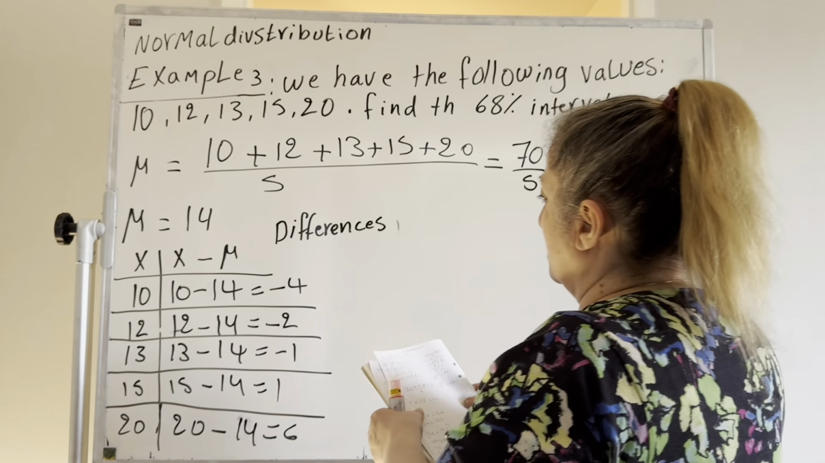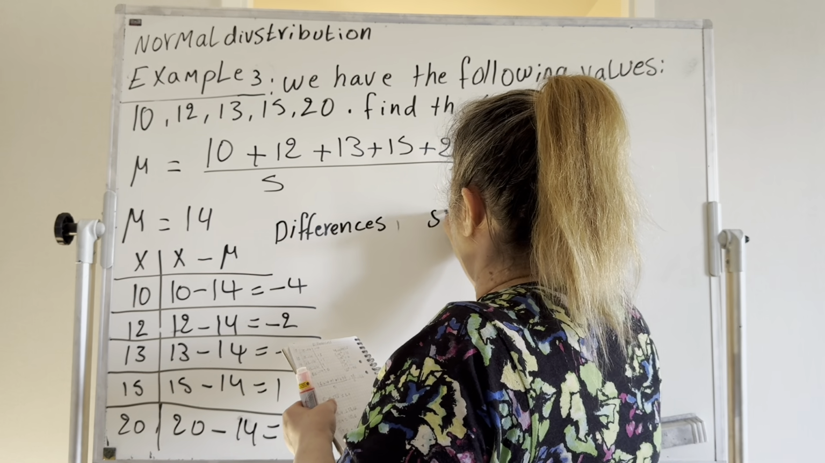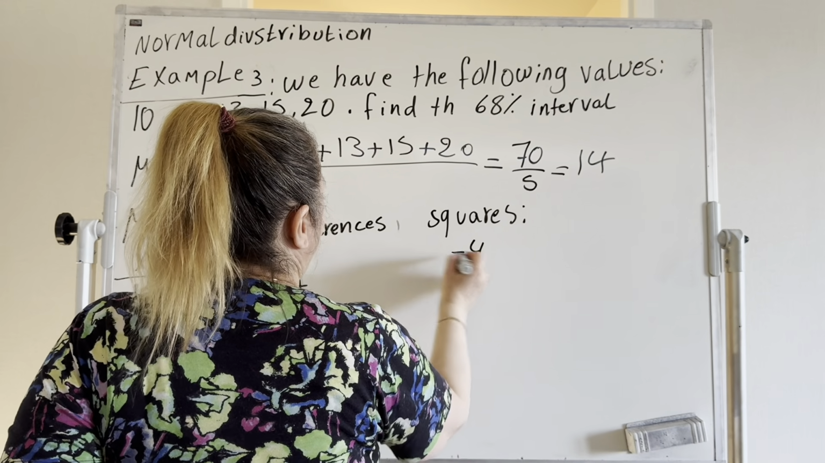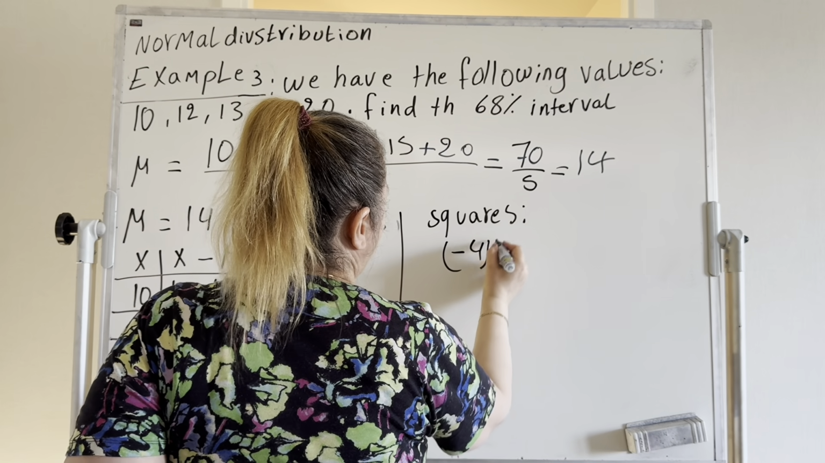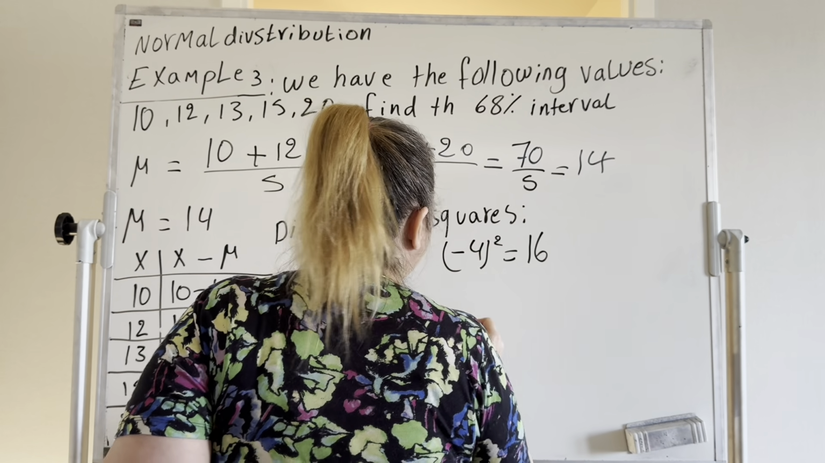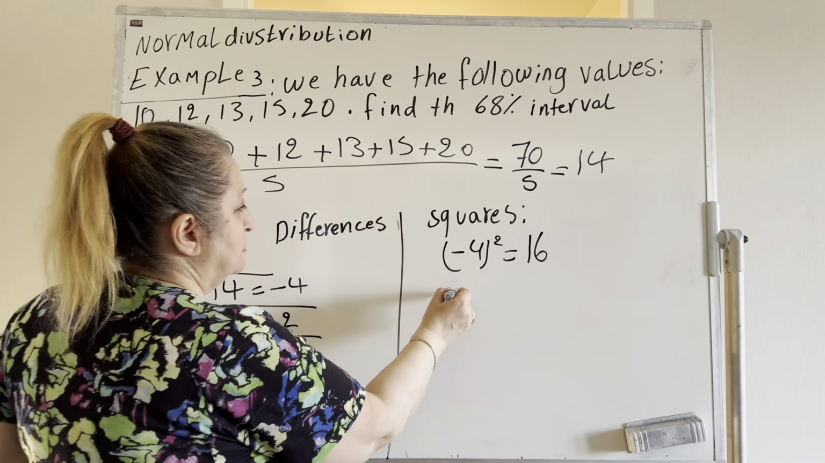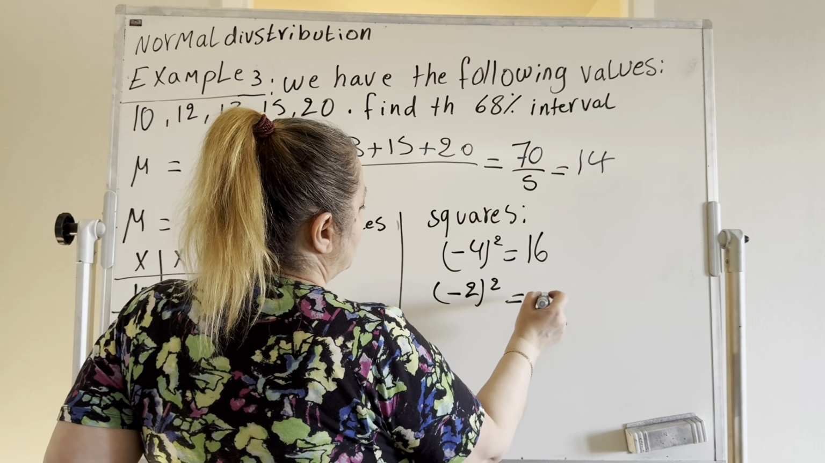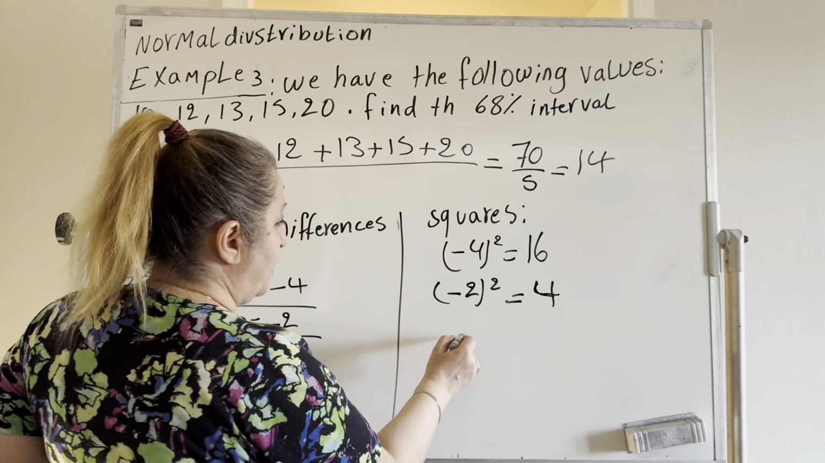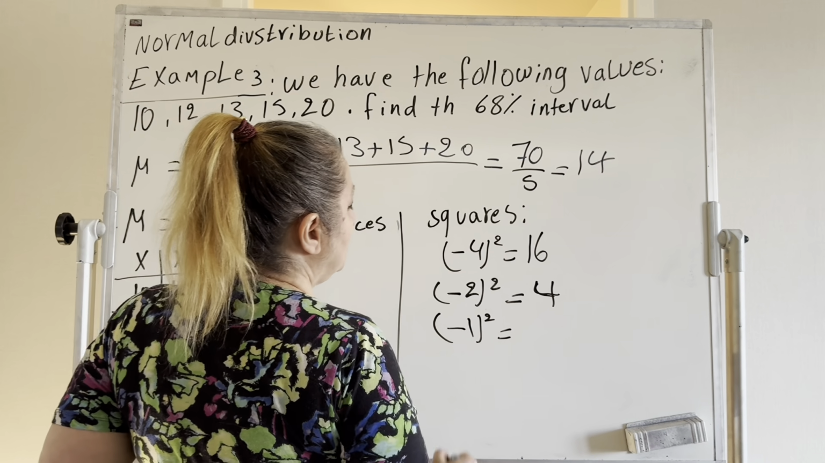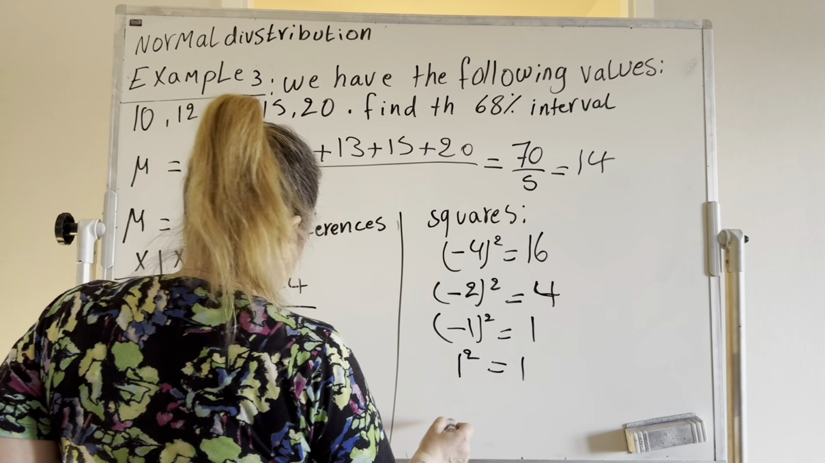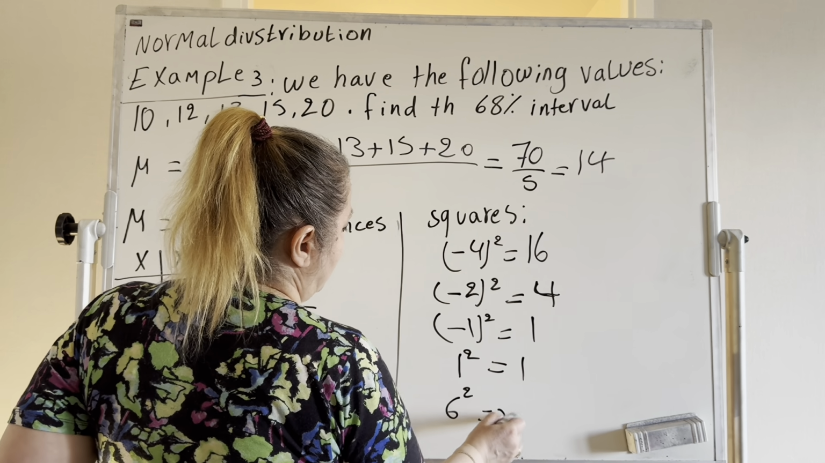Then I will square all the differences. -4 squared equals -4 times -4 equals 16. Then I have -2 squared, -2 times -2 equals 4. Then -1 squared, -1 times -1 equals 1. 1 squared equals 1, and 6 squared equals 36.